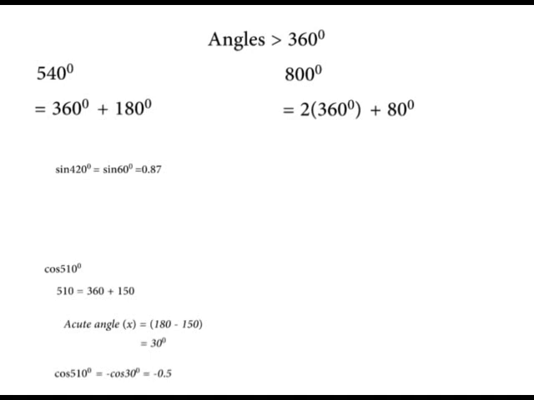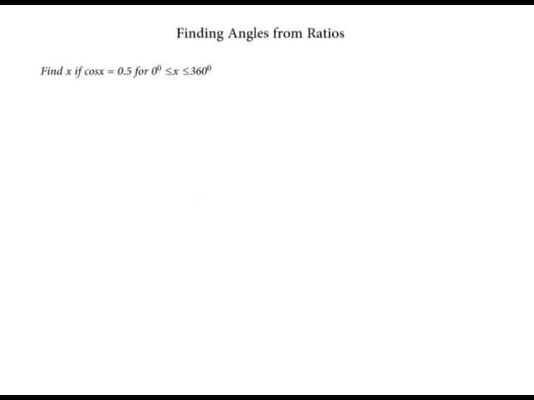Next, finding angles when given the ratio. This is just the opposite of what we've been doing. But to find the angle, you must be given the range. I'll tell you why, but let's first have this example. Find x if cos x is 0.5, for the range of x between 0 and 360 degrees.